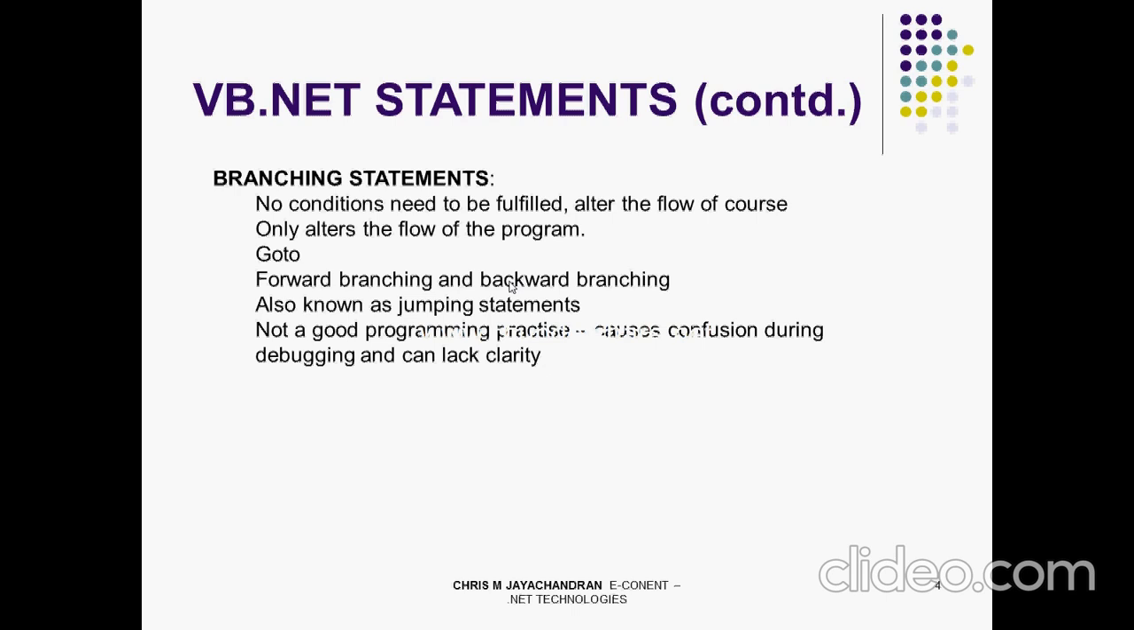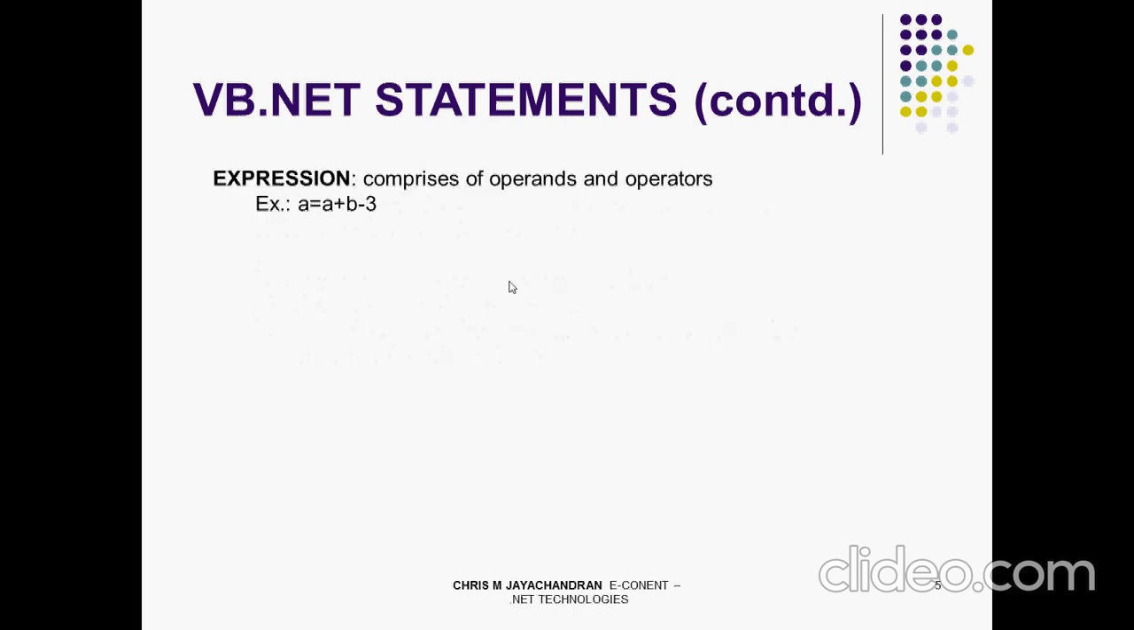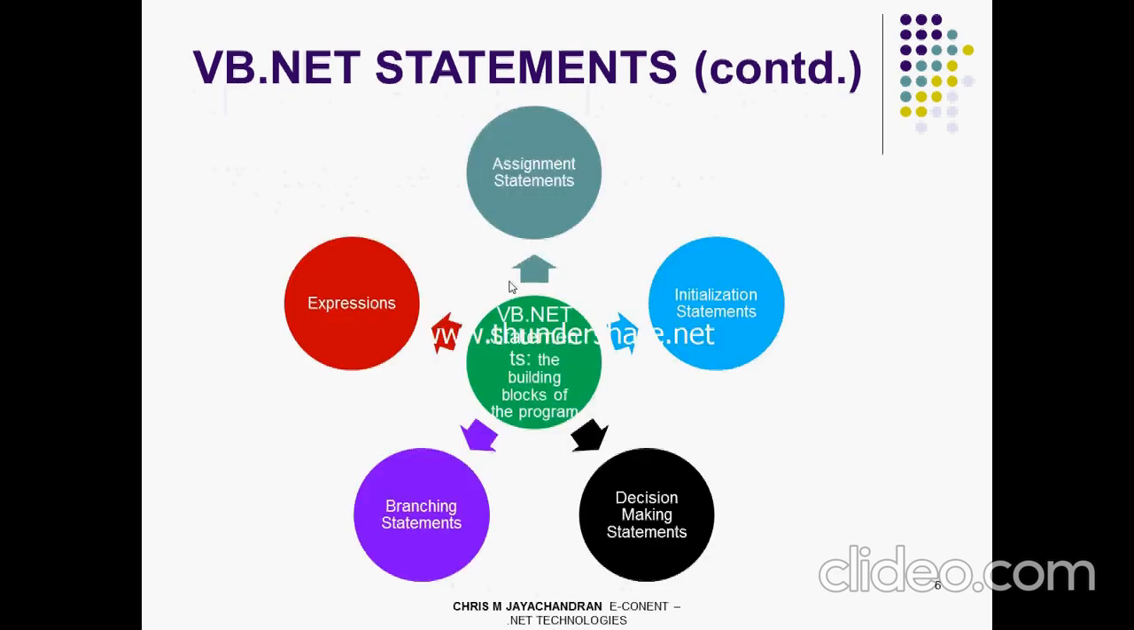Alright, so in this short podcast on VB.NET statements, we have learned about the varied categories of VB.NET statements, namely assignment statements, initialization statements, and decision-making statements, that cover both conditional and looping statements. Then we also have one more set of statements called branching statements, or rather statements that help us to make either a forward jump or a backward jump.